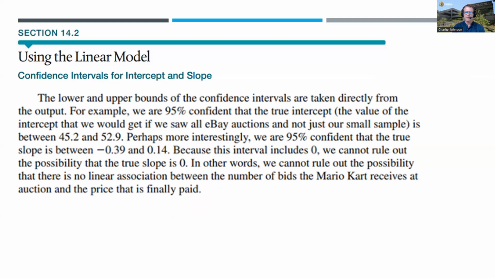As we've seen before, because this interval includes 0, we cannot rule out the possibility that the true slope is 0. In other words, we cannot rule out the possibility that there is no linear association between the number of bids the Mario Kart receives at auction and the price that is finally paid. So remember, when our confidence interval contains 0, we don't have sufficient evidence to rule out the null, so we fail to reject it.